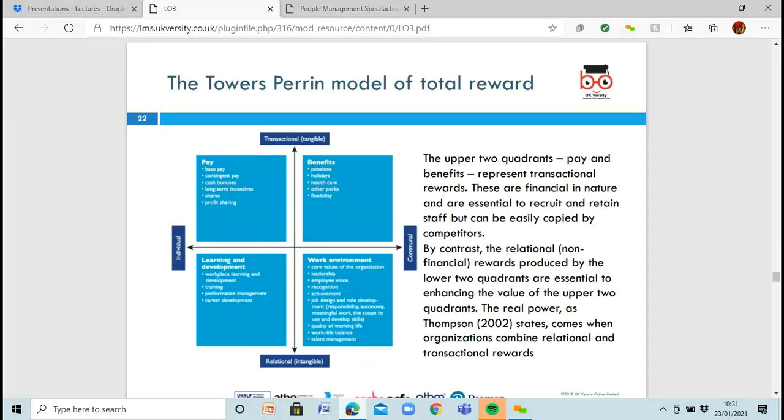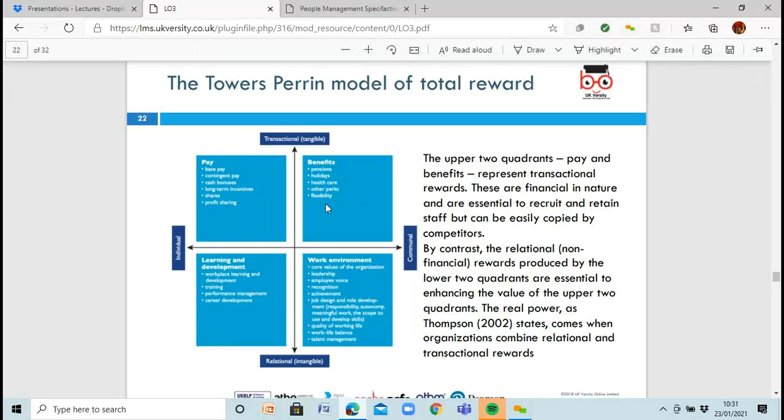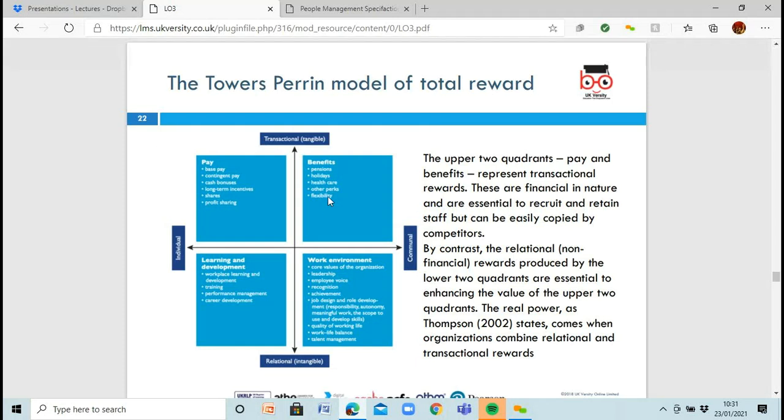And then we've got the Towers Perrin model of total reward. Now, the upper two sections actually reflect on your pay and your benefits. So these are financial, and they're essential to actually get you to recruit and to keep staff. Now, the bottom two sections, quadrants, they're actually about the value of that. So this is where the real power actually comes in, which is where the learning and development and work environment comes into play.